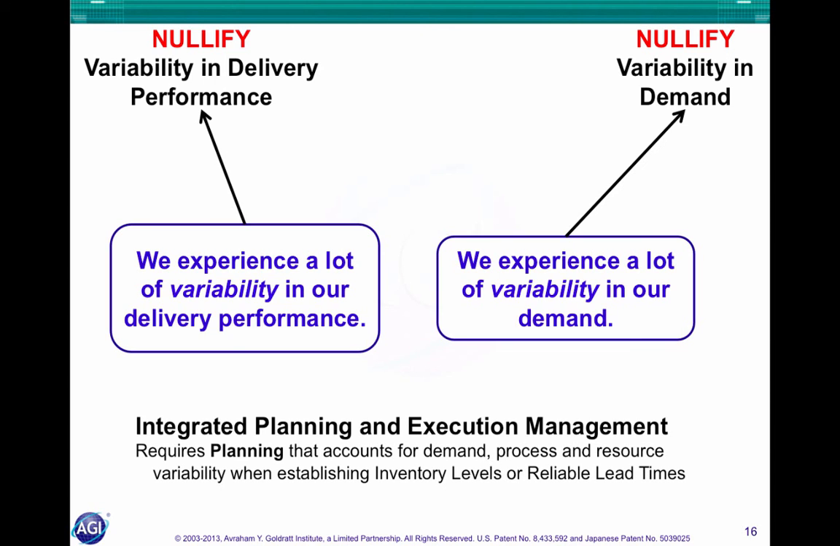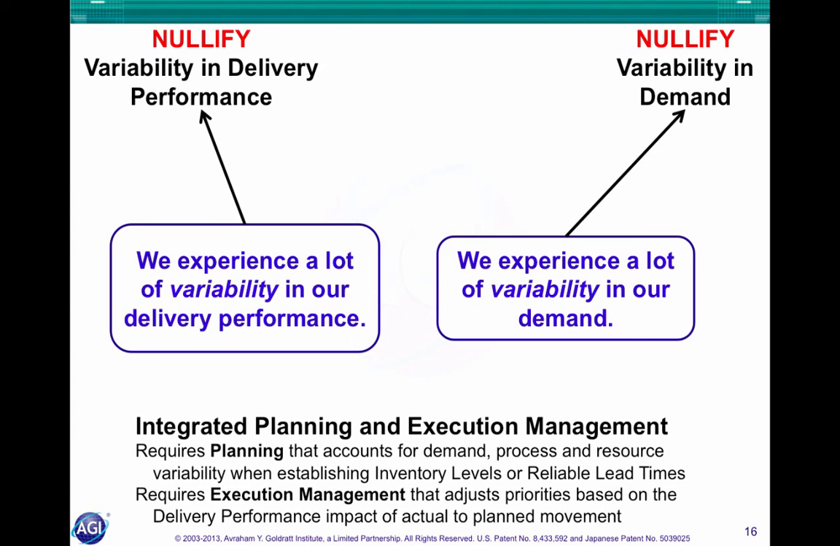From a planning perspective, it requires a planning process that accounts for demand, process, and resource variability when establishing inventory levels or determining reliable lead times. And from an execution management perspective, it requires that we are able to adjust priorities based on the impact that actual to plan movement will have on delivery performance.